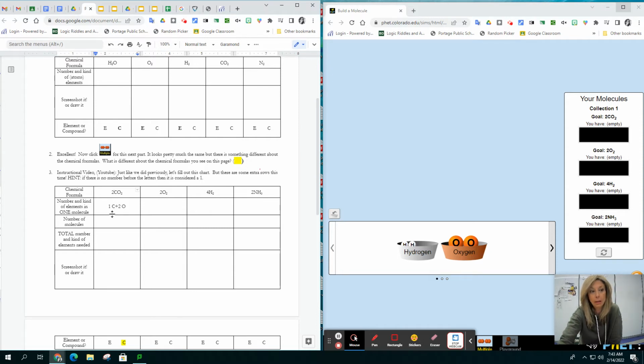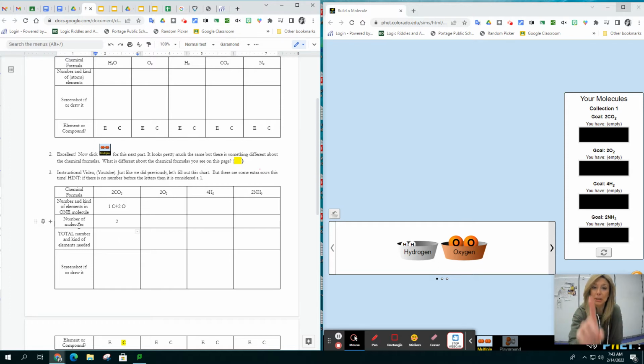So that's what I typed there. There is a little 2 after the O for oxygen. So in that 1 molecule, we have 2 oxygens. Now, how many molecules are there? That's where this big number 2 comes in. Okay, so we're going to build 2 of them. Okay, so now here's where our multiplication comes in handy.